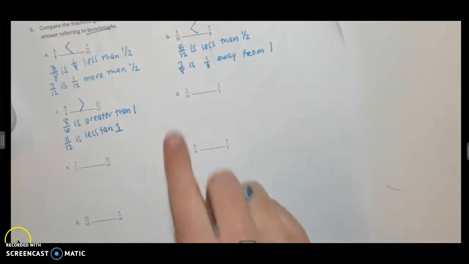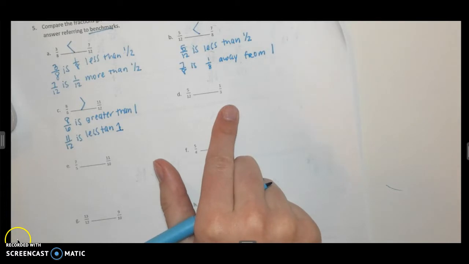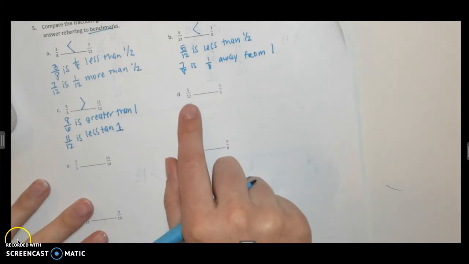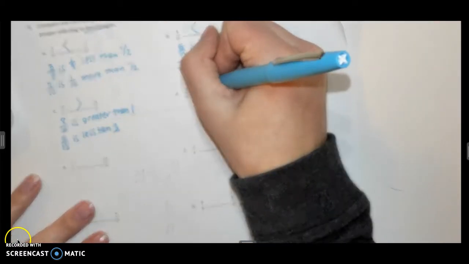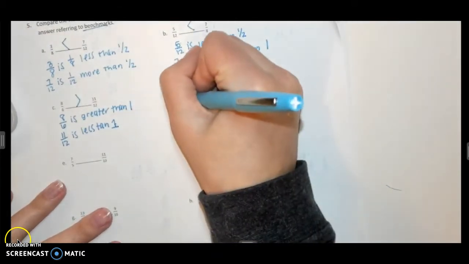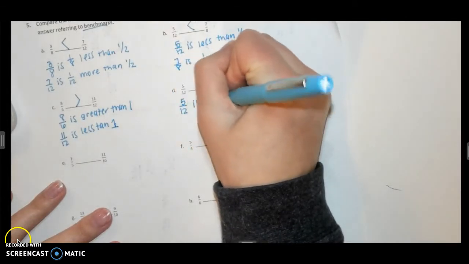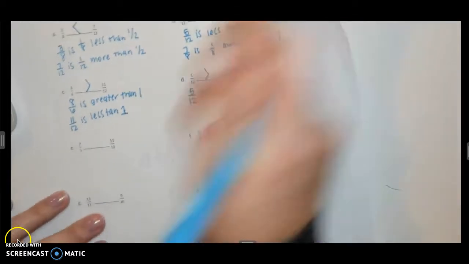Okay, and D, 5/12 and 1/3. And 5/12 is really close to 1/2. So, and that one is less than 1/2. So 5/12 is greater. 5/12 is closer to 1/2.